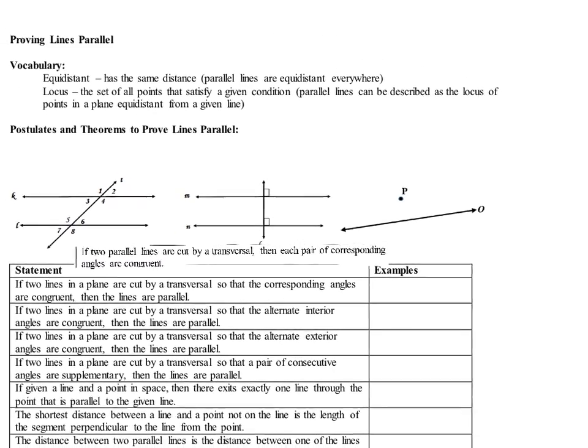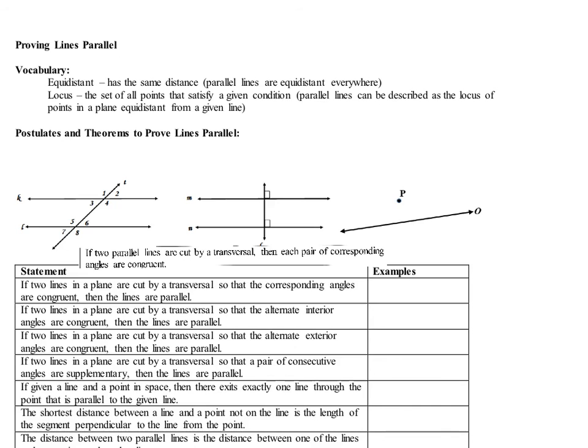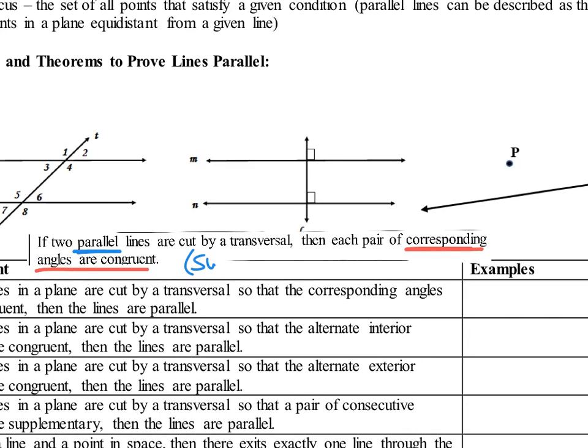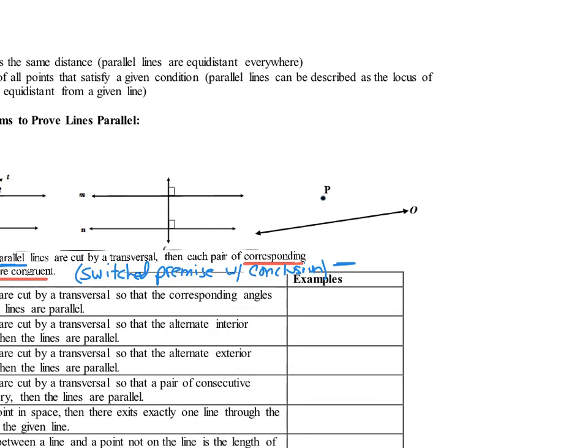There it is. All right, so the original relationship was if two parallel lines are cut by a transversal, then each pair of corresponding angles are congruent. If we look at what we have now, it seems as though we've taken the premise, I'll just take the parallel part, and the conclusion, corresponding angles are congruent, and did the old switcheroo. So we switched premise with conclusion. Logically, this is known as the converse.